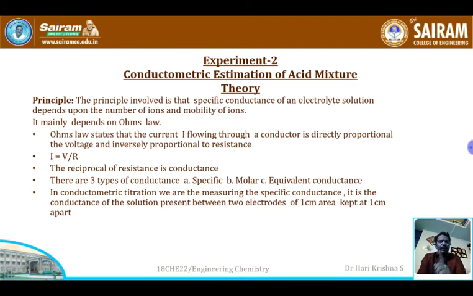So platinized foils of 1 centimeter area placed, the electrodes placed 1 centimeter apart, and the conductance of the solution measured in between these two electrodes is called as what? Specific conductance. So let us see how to estimate the acid mixture by measuring the conductance.